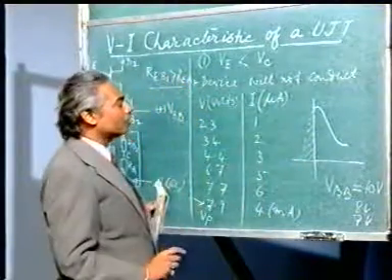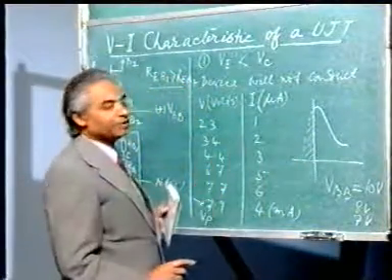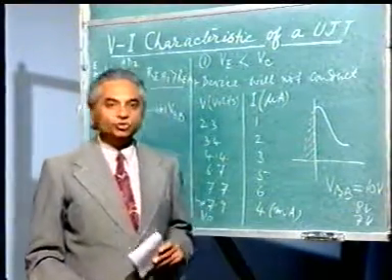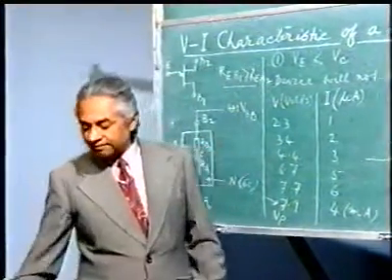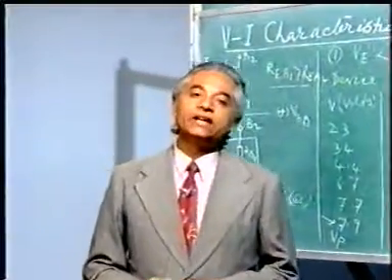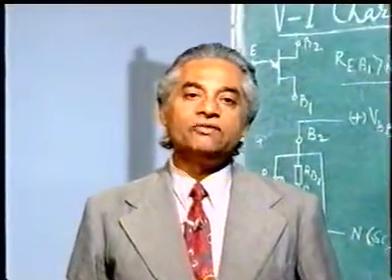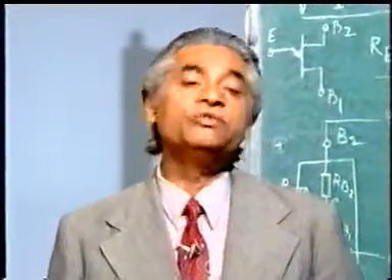So we draw a conclusion that with the help of such experimentation we can verify the VI characteristic of a UJT. So friends, this way we have verified the VI characteristic of UJT, and in the next program we are going to see a very interesting and important application of UJT known as the relaxation oscillator.